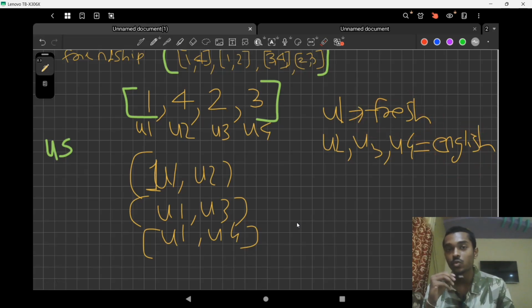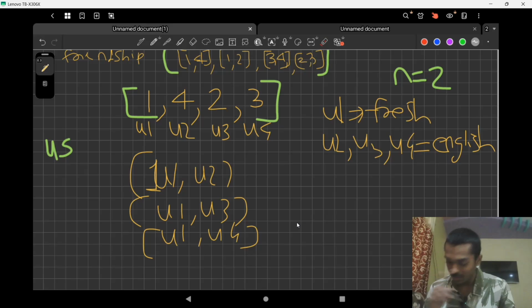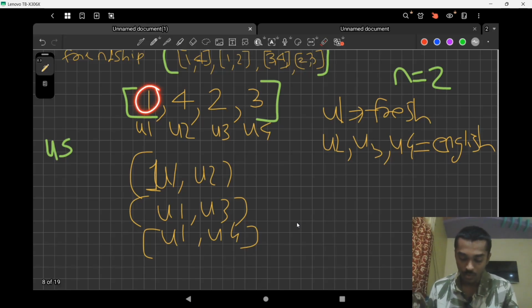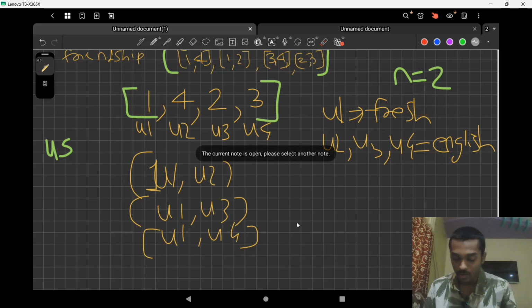If we choose to teach the French language, in this example n is equal to 2. The first language is French, so how many people do we need to teach? User 1 knows French, so we don't need to teach them.